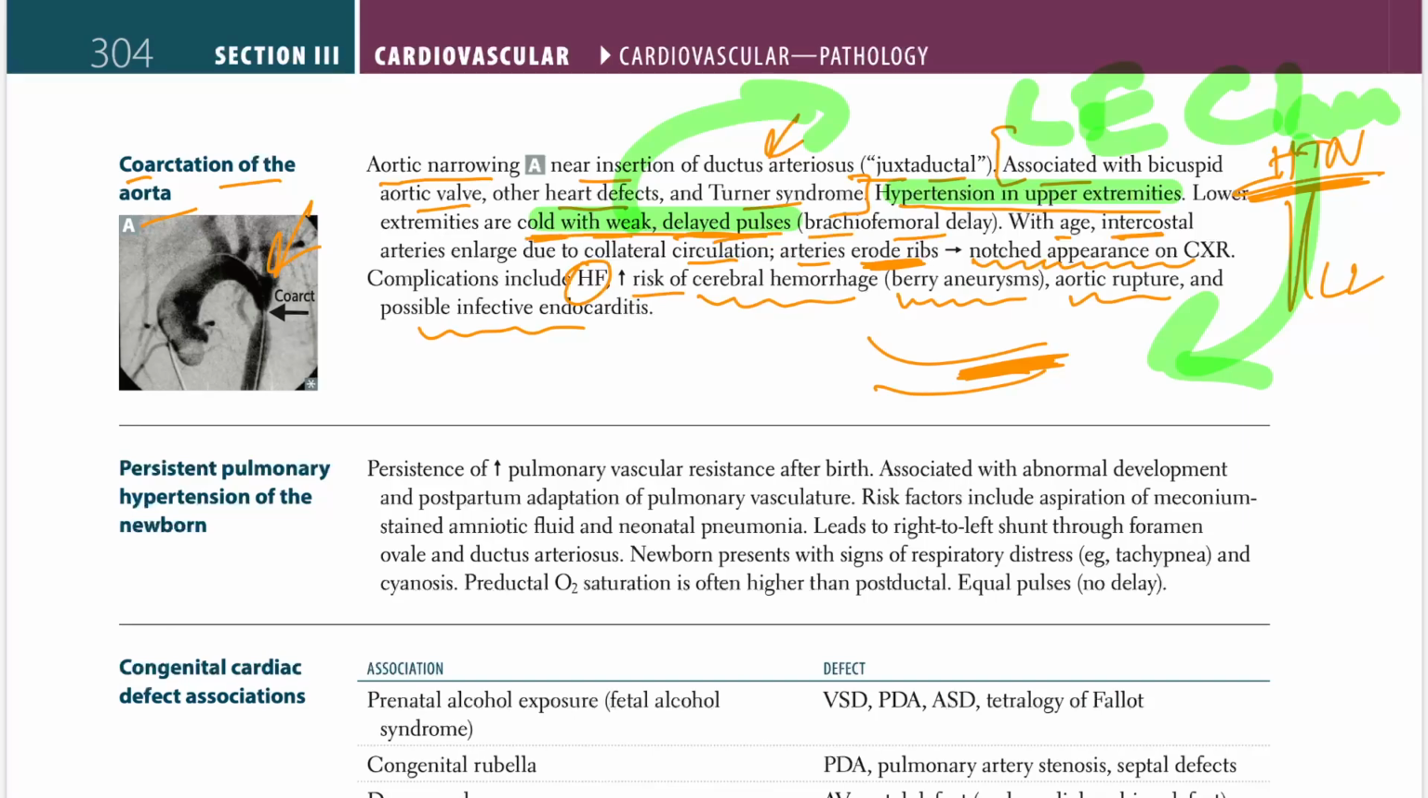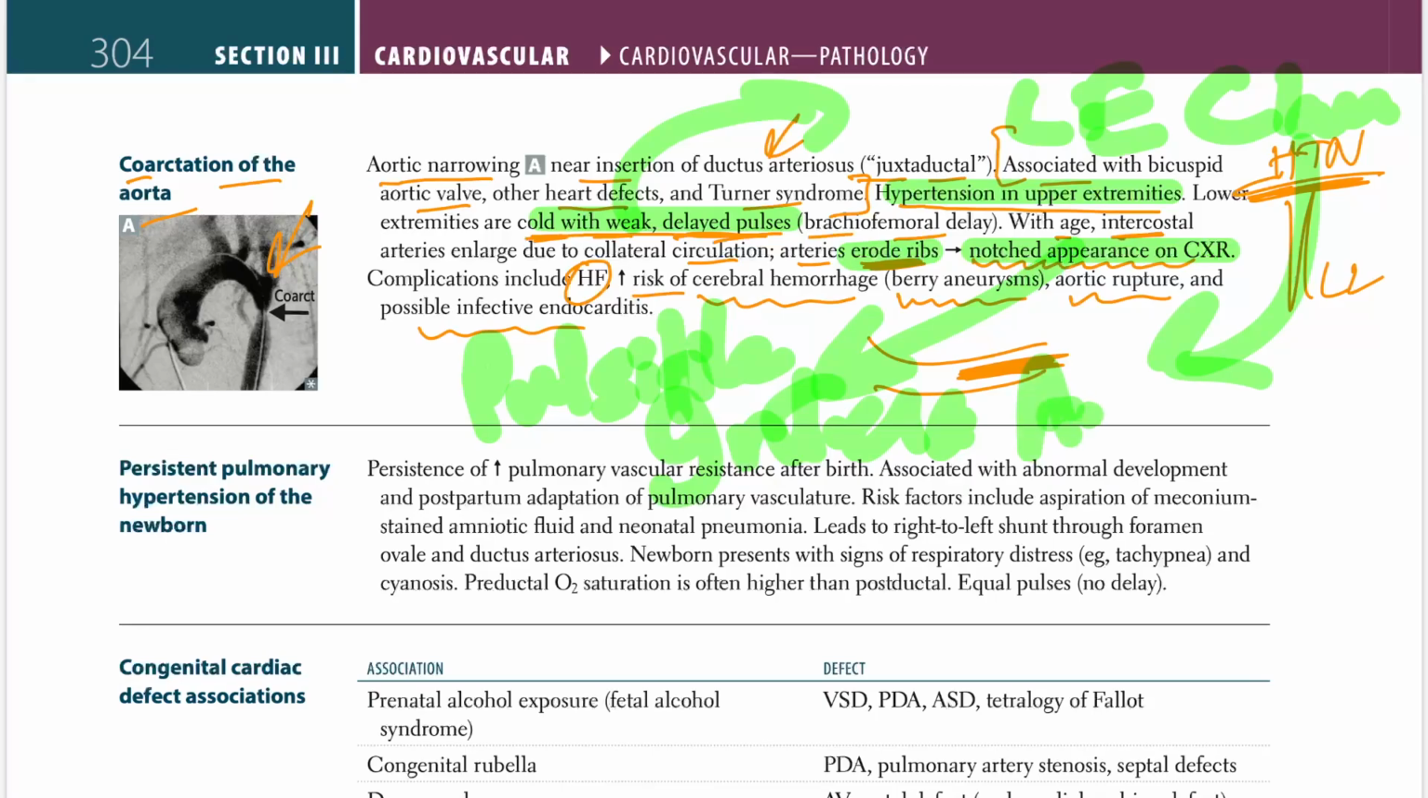So lower extremity claudication will be other things. The eroded ribs, which will show you a notched appearance on chest x-ray, are going to present as pulsatile intercostal arteries.